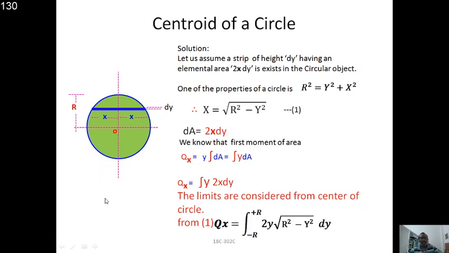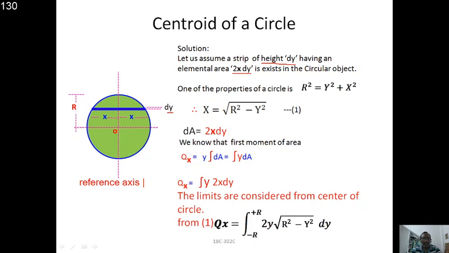But sometimes, if we are interested to know how to find the centroid of a circle using first principles, it takes several steps and some integration procedure where you need to apply your mathematical skills. Let us assume a strip of height dy. So this one height is dy, from this point to this point of the strip, having an elemental area 2x dy. Now I am taking an axis. Please note, my reference axis is at the center.